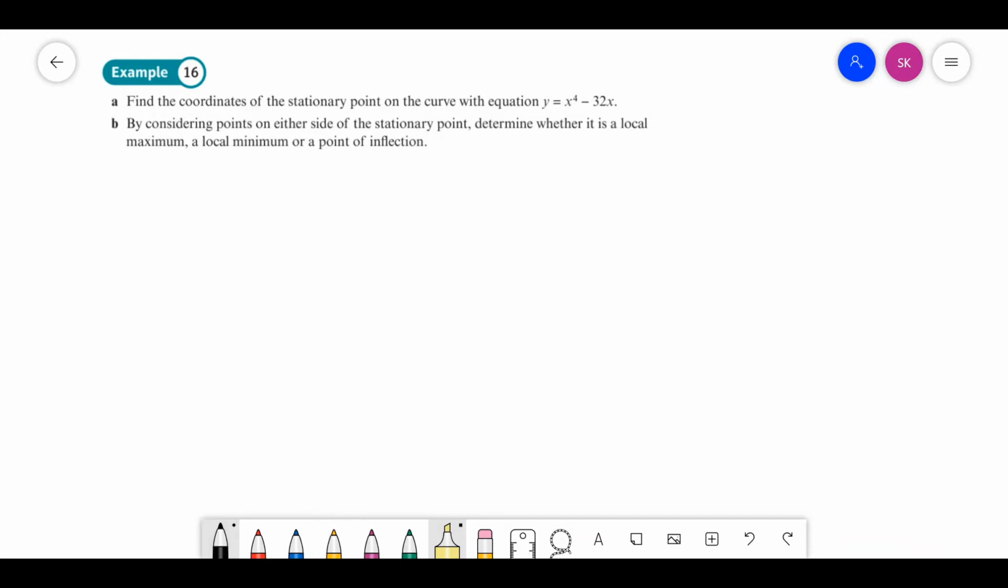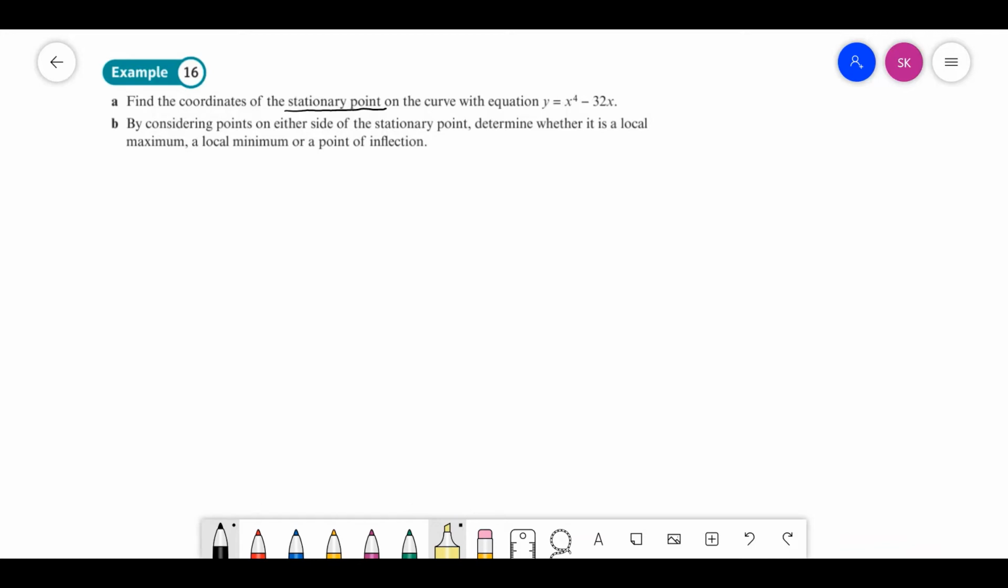If you think you can do this straight away, then pause the video and have a go. If you're really unclear, keep watching. So the key thing about a stationary point, how did we define a stationary point before? Well, it's a point where the gradient is equal to 0.